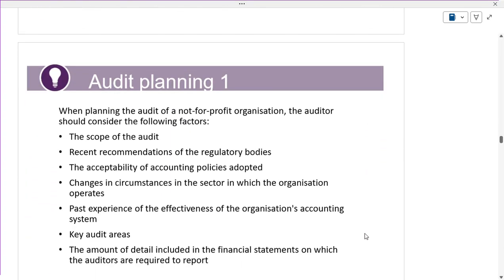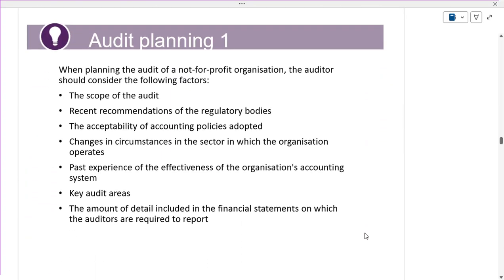Okay, next. I'm telling you in advance that I'm going fast. When planning the audit for a not-for-profit organization, what we are going to do is the scope of audit. In technical articles, we will have a lot of things on the scope of audit. What we are going to do, what work has been assigned to us and what work we have to do.